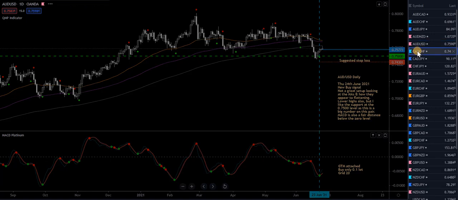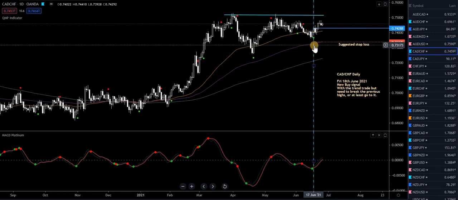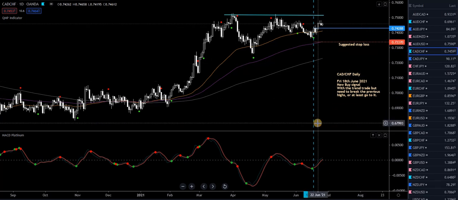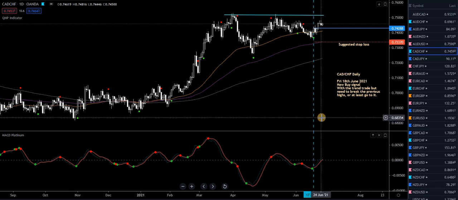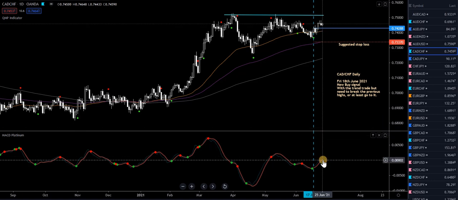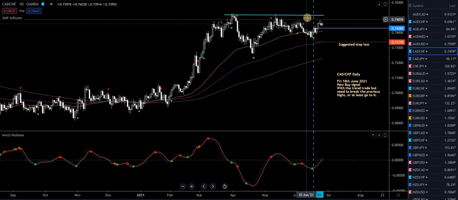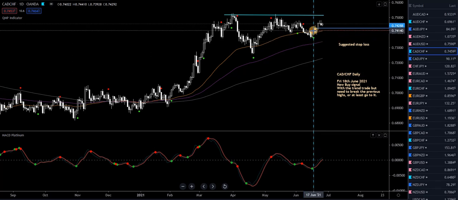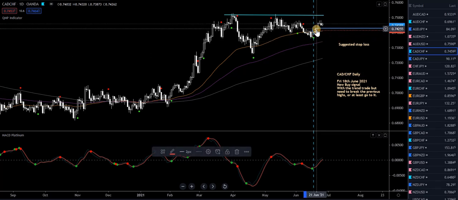CAD Swiss, a buy here. It's highlighted in light blue. Now on Friday, it's broken through the zero level on the MACD Platinum. I'd be closing half and bringing my stop up nice and tight in that area there.